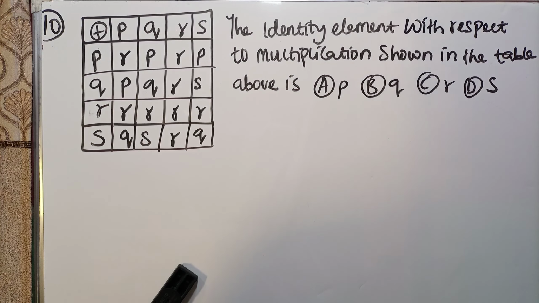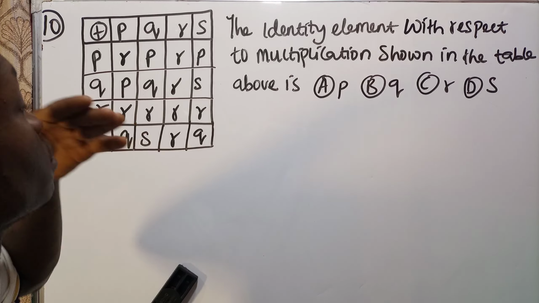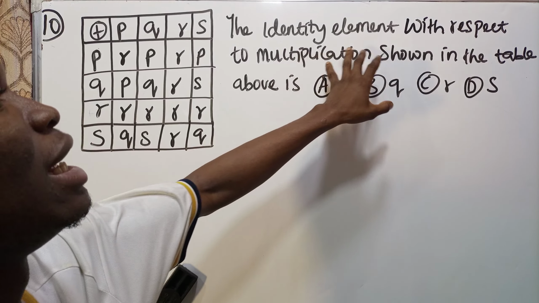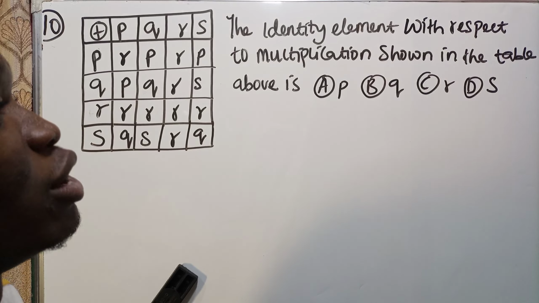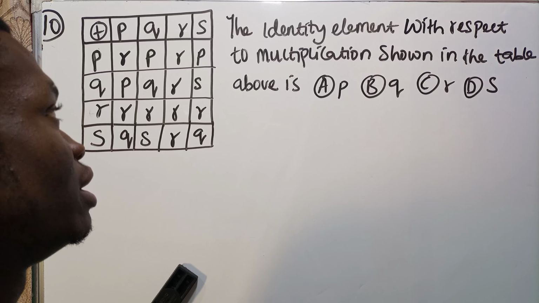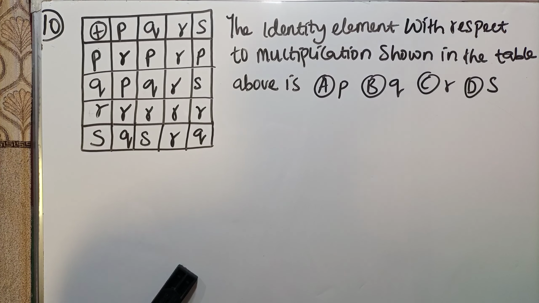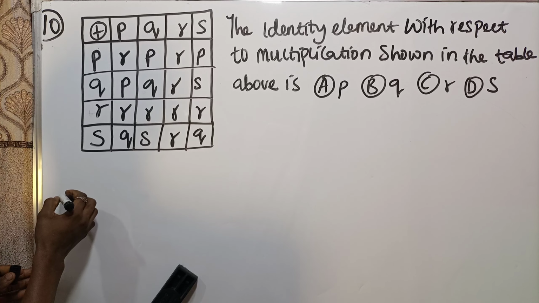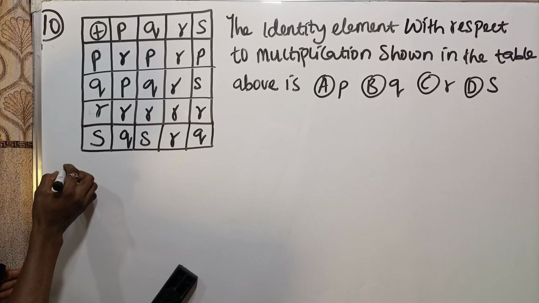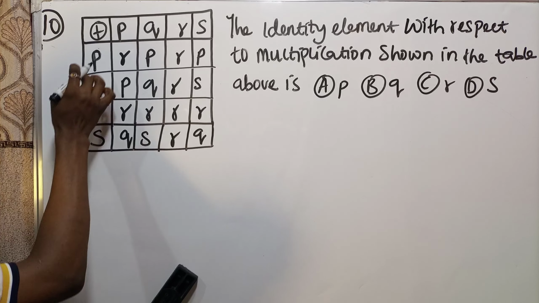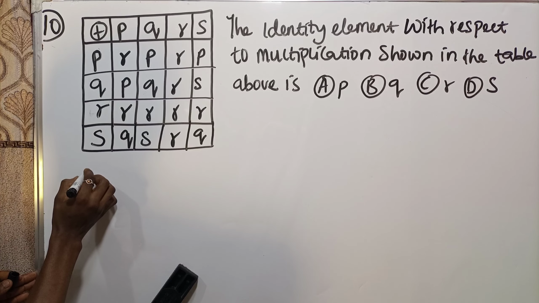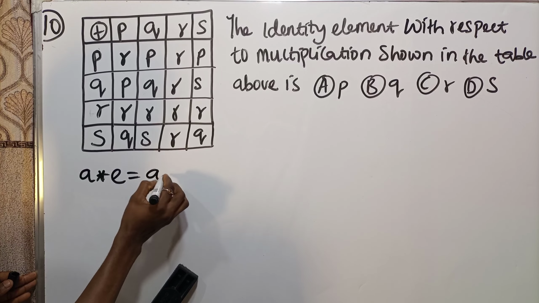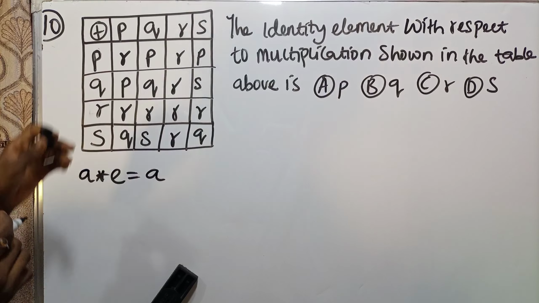So let's quickly solve this question. This is number 10 of the JAMB questions. They said the identity element with respect to multiplication shown in the table above is... So let's find the identity element. Know that an identity element is such that a star the identity will give us a. So let's use it here.